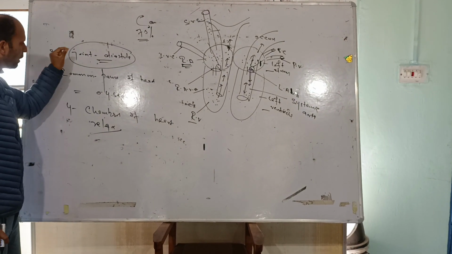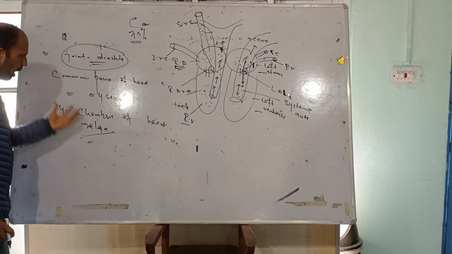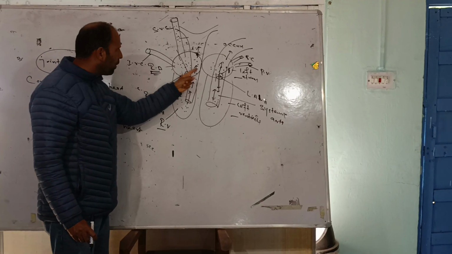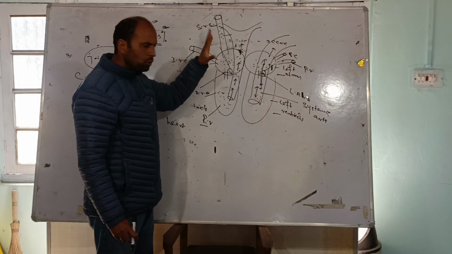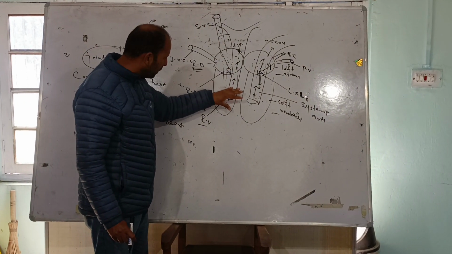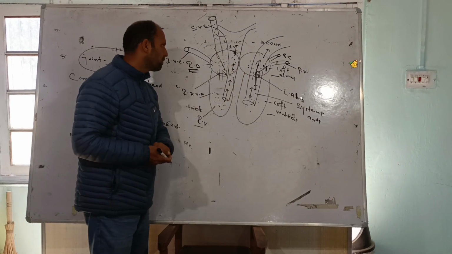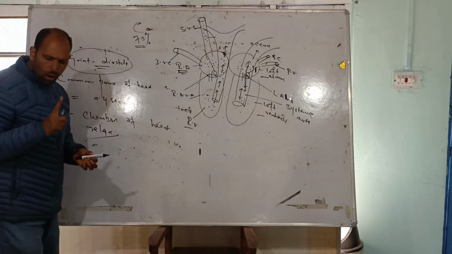Because during the joint diastole, all the four chambers of the heart are at relaxation period, at that time the tricuspid valve and bicuspid valve remain open. So blood enters directly into the respective ventricles through the respective atria. We have to remember one more thing.